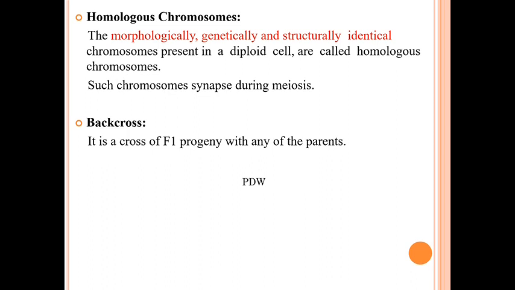Backcross. It is a cross of F1 progeny with any one of the parents. For example, when an F1 plant is crossed back with a pure tall plant or a pure dwarf plant. It can be shown like this: capital T small t is crossed back with capital T, that is pure tall, or small t, that is pure dwarf.